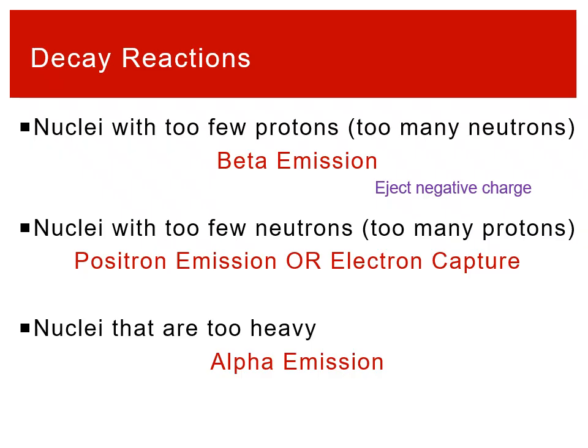If there's too few neutrons or too many protons, you either undergo positron emission, where that nucleus loses positive charge, or electron capture, where you're absorbing negative charge, right? But they're both dealing with the same issue of too many protons, which is too much positive in the nucleus. So either you lose that positive as a positron, or you gain some negative from an outside electron.